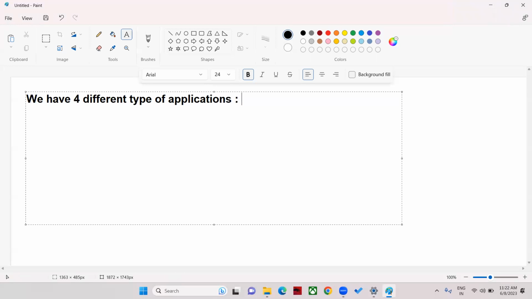We have 4 different types of applications. Majorly we have 4 different types of applications. The first one is standalone applications. Second one is enterprise applications. Then web applications and mobile applications. Okay. We have 4 different types of applications.